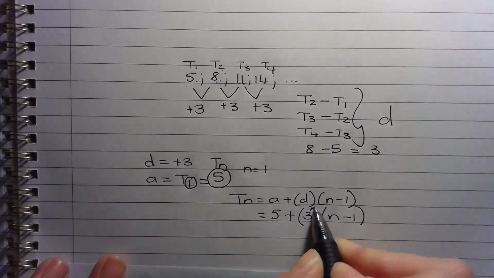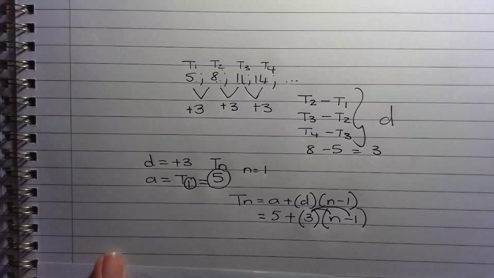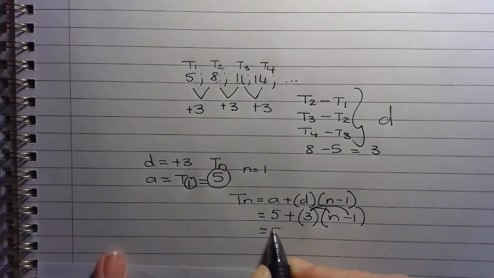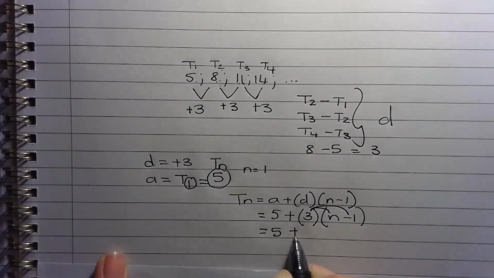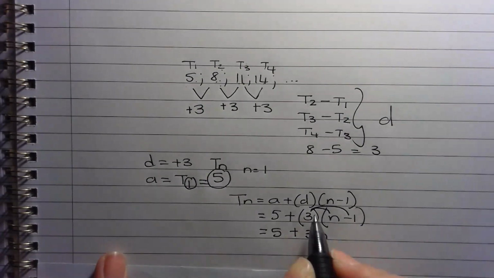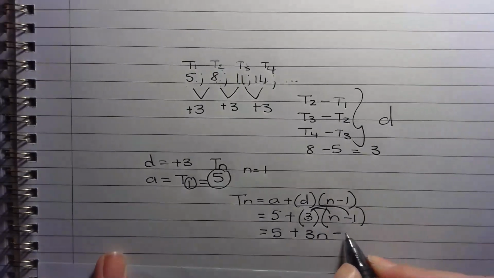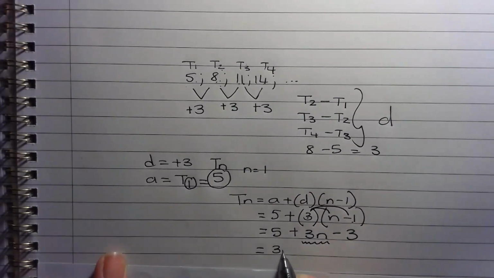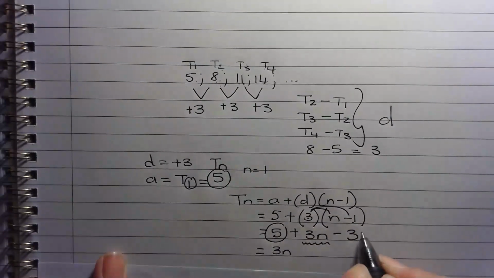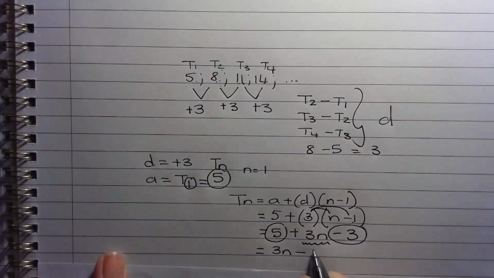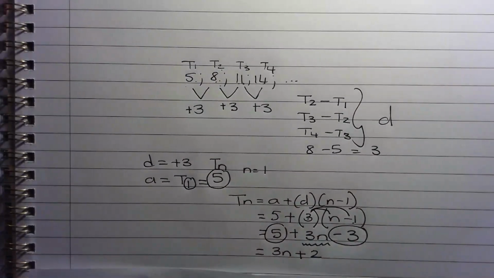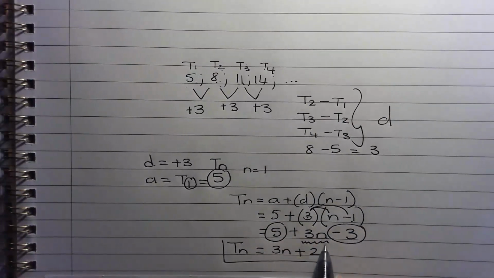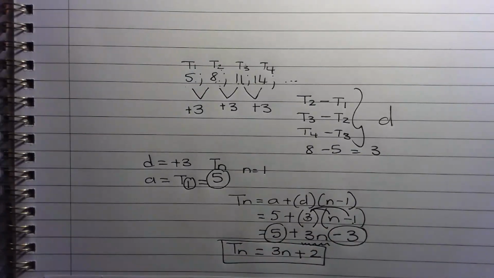Now we've got to do a little bit of multiplication. As soon as you have brackets, you've got to multiply into the brackets. We call it distribution. So 5 will stay there. 3 times n is 3n. 3 times negative 1 is negative 3. Now we group like terms. So there's only 3n. 5 minus 3 is positive 2. So the formula for this is Tn is equal to 3n plus 2.